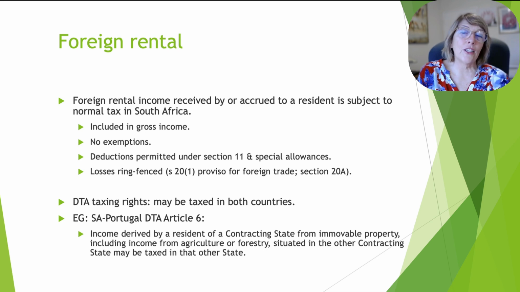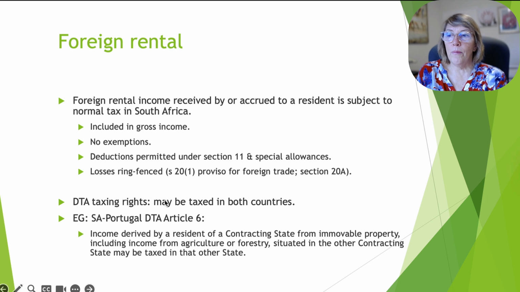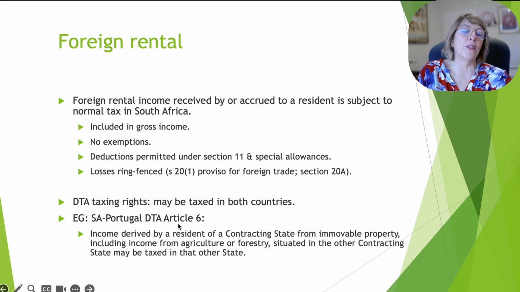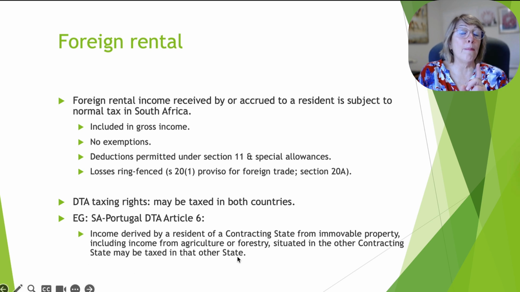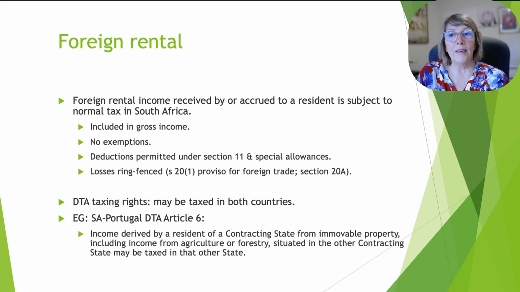If you look at the double tax agreement, which allocates taxing rights, generally those rentals could be taxed in both countries. For example, the SA Portugal agreement, if you own this property in Portugal, it says income derived by a resident of a contracting state from immovable property in the other state, all right? So you're resident in South Africa, you're getting your rental from property in Portugal, it says may be taxed in that other state. Remember, may means that it could be taxed in both, all right? So it could be taxed both in Portugal and in South Africa.